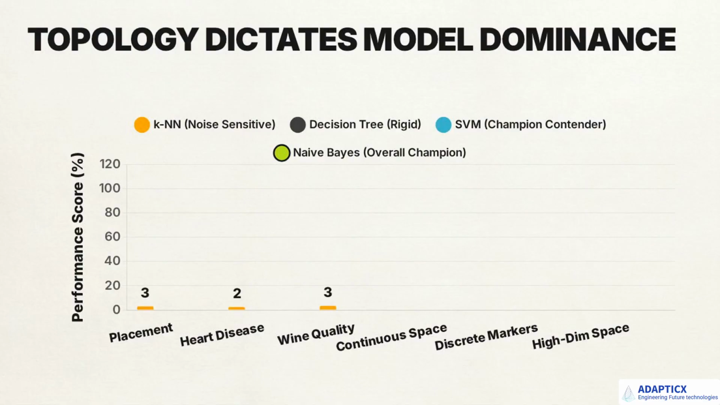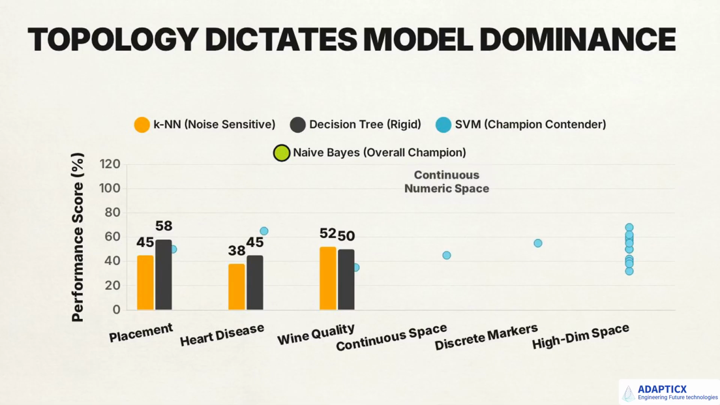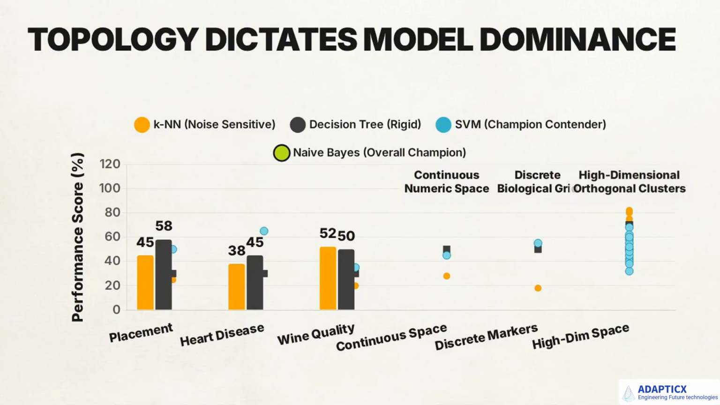The trial demonstrated that KNN routinely underperformed on F1 score, severely hampered by its inability to filter dataset noise. Decision trees consistently struggled with generalization across these specific datasets, explicitly due to their orthogonal rigidity. This split-screen visualization details the overall metric champions across the placement, heart disease, and wine quality datasets. On the left, bar charts plot the F1 and accuracy scores. On the right, annotations map the dataset topologies, contrasting continuous numeric inputs with discrete biological markers.